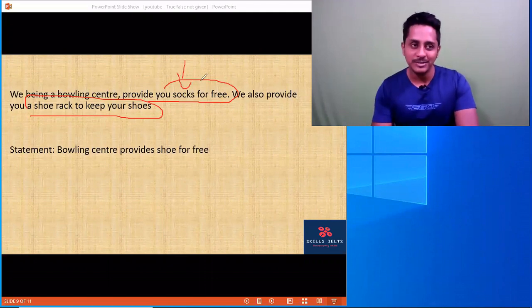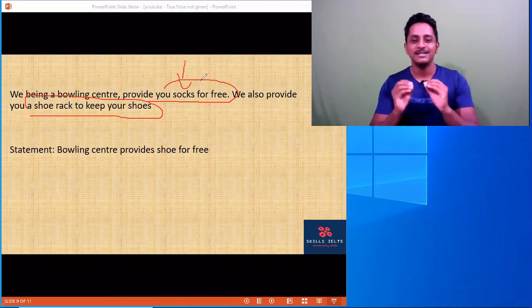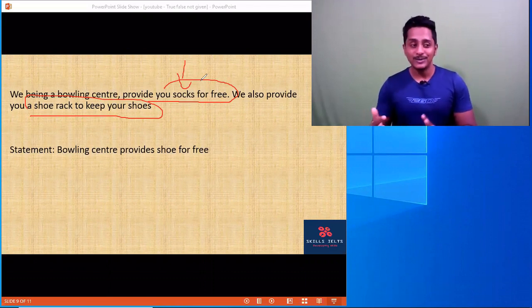You have to wear your shoes. Please wear your shoes, but we just give you socks. At the same time, you don't have to worry about your shoes' safety. We provide you a shoe rack and everything. You can keep your shoes there.